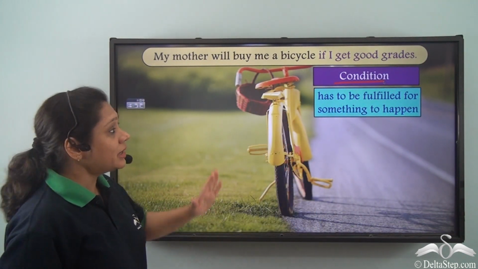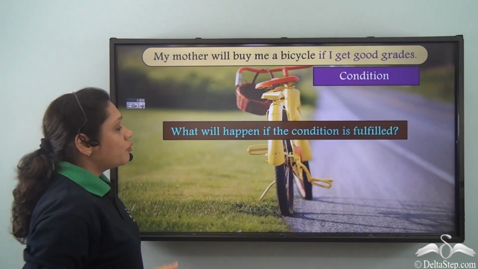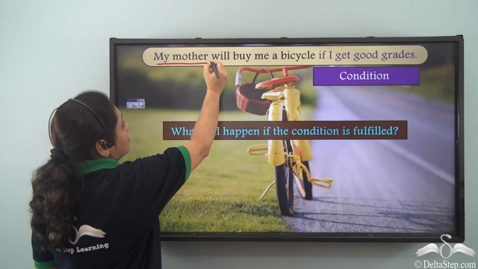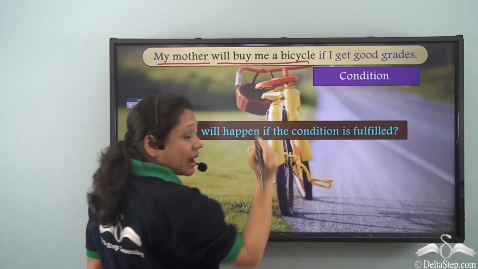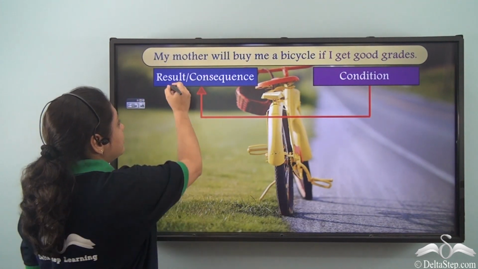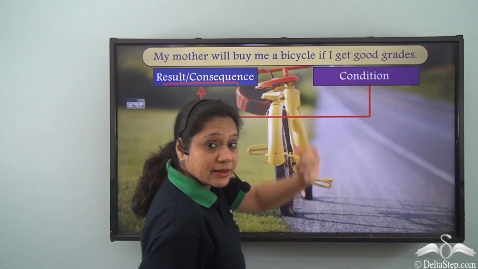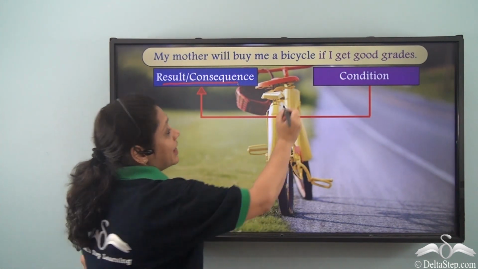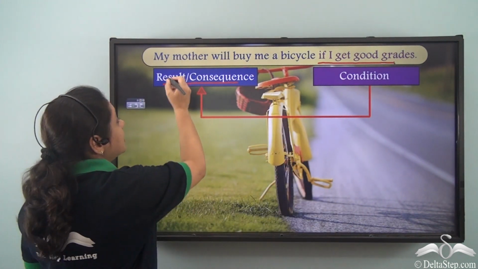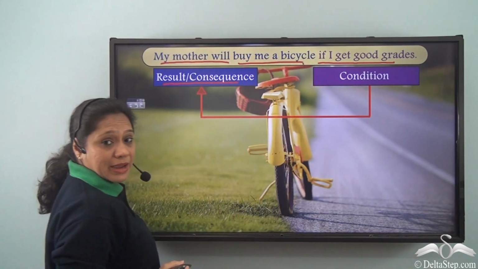So, what is the condition? If I get good grades. Now, what will happen if the condition is fulfilled? My mother will buy me a bicycle. So, this part of the sentence is the result or the consequence which depends on this condition. So, the condition is if I get good grades, and if the condition is fulfilled, then what will be the result? My mother will buy me a bicycle.